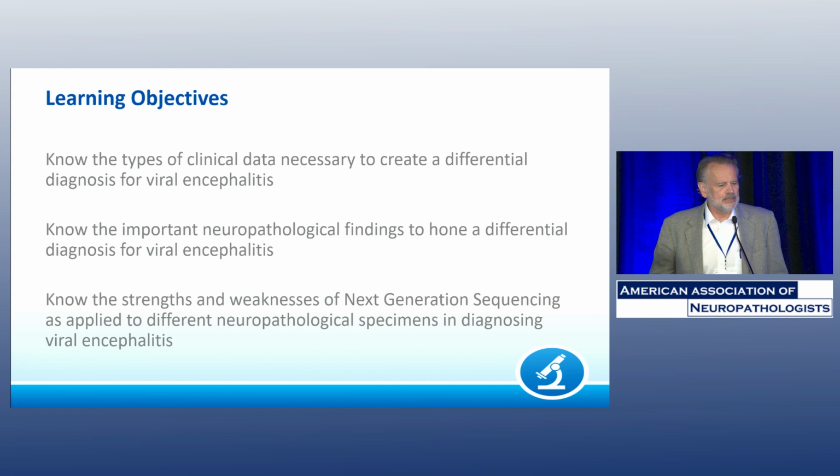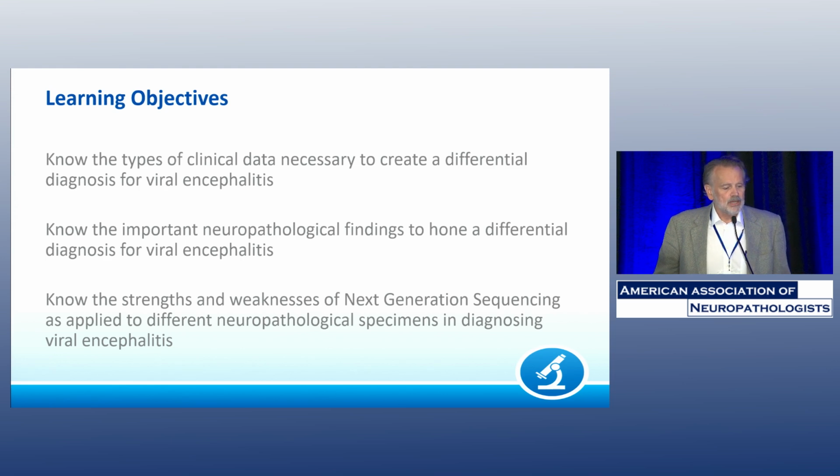My major goal here today is to highlight issues in the creation of a differential diagnosis for viral encephalitis. I'm not going to be showing you an algorithm. No such algorithm exists. That could actually be a fortunate thing in this day and age. But I want to talk about the important neuropathological and clinical findings to bring together in coming to a differential diagnosis for a fairly difficult entity, viral encephalitis.